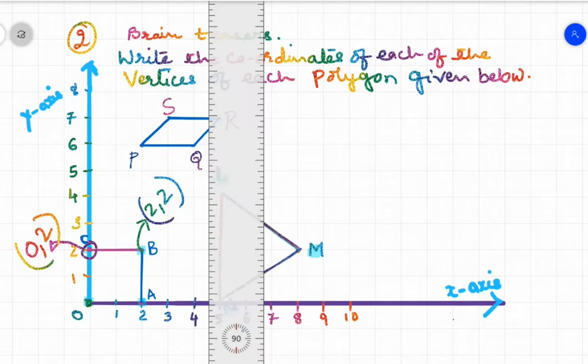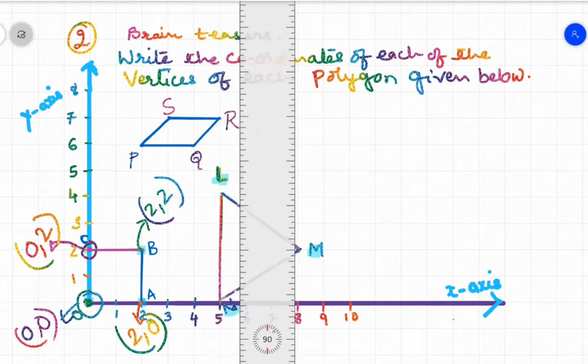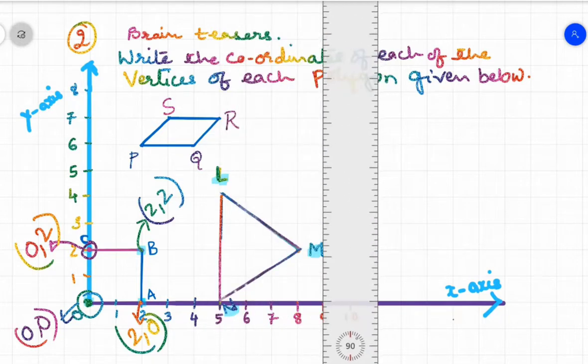This one is the origin. So you know it is 0 for x and 0 for y. So 0, 0. Now look at this point. How much is this point? From x it is 2 and for y it is 0. So it is 2, 0. Isn't it? Now let us move to the next part, that is for L, M and N.